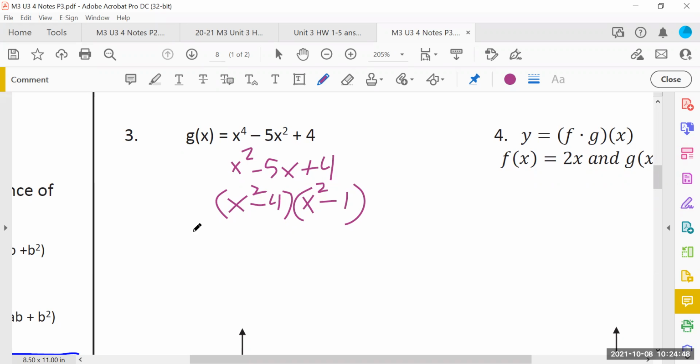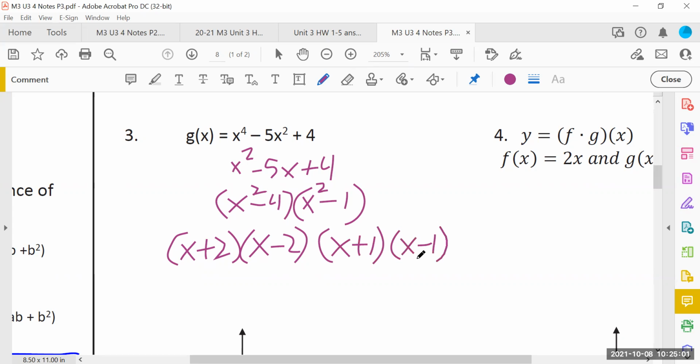This is x squared minus 4. It's going to factor into x plus 2, x minus 2. This one's x squared minus 1 squared. So an x plus 1 and an x minus 1. Now it's fully factored and I can find my x-intercepts. Is everybody good with them being negative 2, positive 2, negative 1, and positive 1? Any issues finding those?